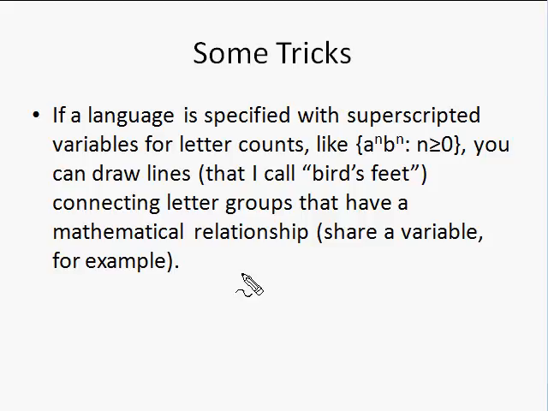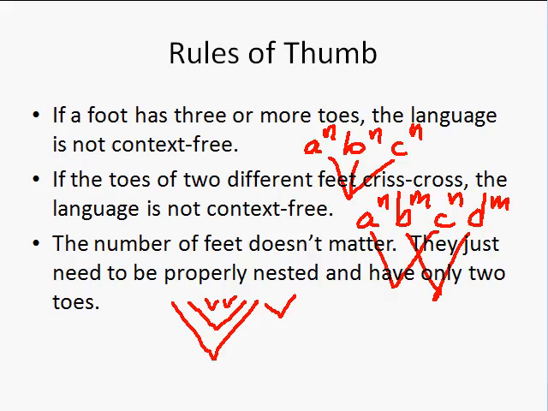The way this trick works is that you draw lines connecting groups of letters that have a variable in common or a relationship in common. So here we've got the same variable occurring twice. We would draw lines connecting that. And I call what we make here a bird's foot. This is the whole foot and these are the toes. So here are the rules of thumb for when a language is context-free and when it's not.